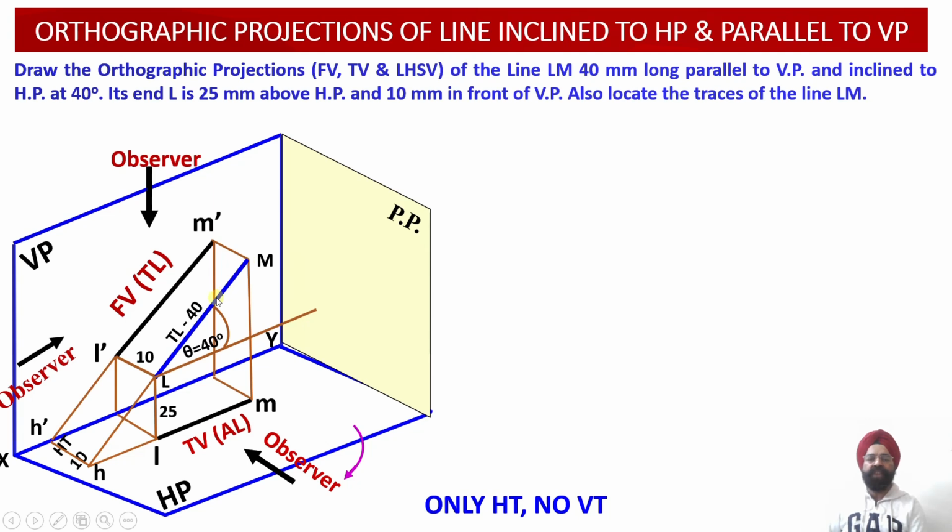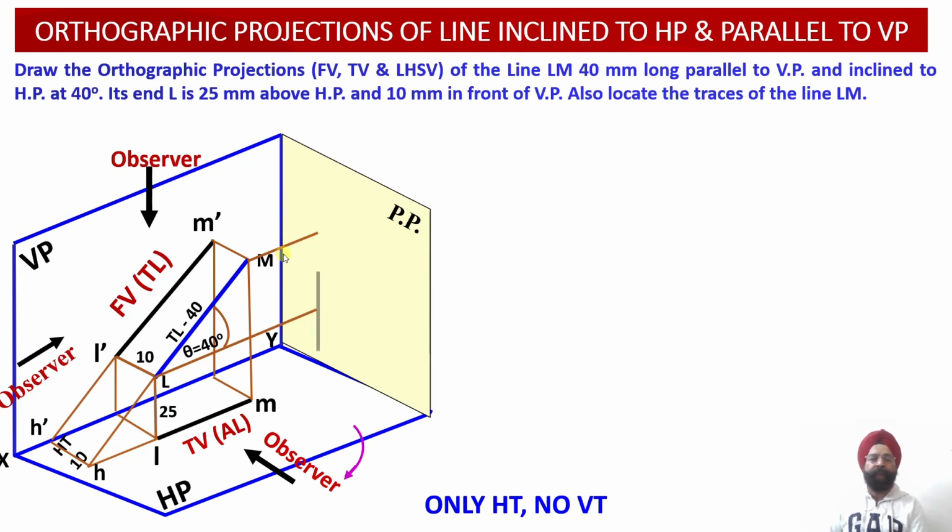The projections of this particular line LM will be obtained on the profile plane, which is located on the right hand side. Now once we draw the projections through the points L and M onto the profile plane, we find that since this line LM happens to be inclined to the profile plane as well, the projection of this line LM onto the profile plane will be the foreshortened length of this line.